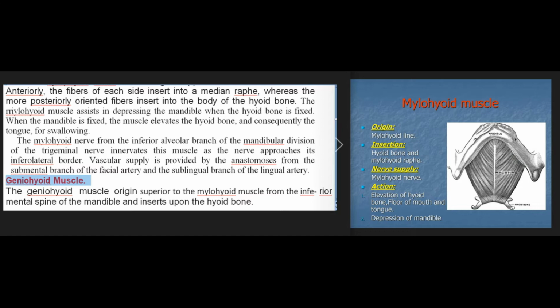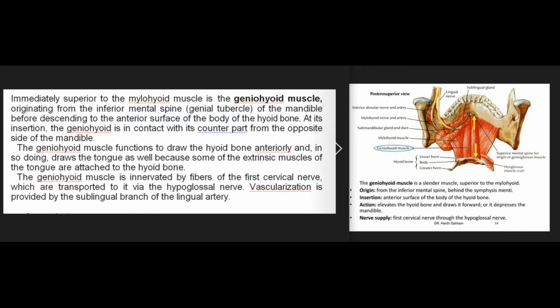The geniohyoid muscle originates superior to the mylohyoid muscle from the inferior mental spine of the mandible and inserts upon the hyoid bone. Immediately superior to the mylohyoid muscle is the geniohyoid muscle, originating from the inferior mental spine, the genial tubercle, of the mandible before descending to the anterior surface of the body of the hyoid bone. At its insertion, the geniohyoid is in contact with its counterpart from the opposite side of the mandible. The geniohyoid muscle functions to draw the hyoid bone anteriorly and, in so doing, draws the tongue as well because some of the extrinsic muscles of the tongue are attached to the hyoid bone.